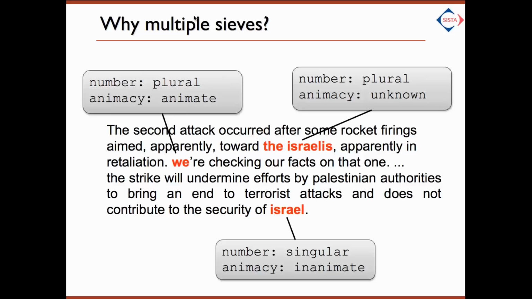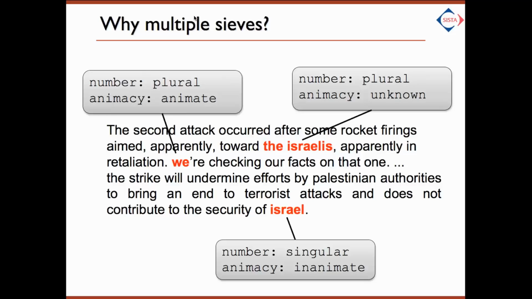For the Israelis, the system understood that it's a plural noun. Animacy means, is it a being? Does it have a soul? That's what animacy means. Or an object. And it's unknown. It doesn't know because it doesn't know if you're referring to the people or to the country as a geopolitical entity. So it couldn't make up its mind, and it says unknown. It's a wild card. It could be anything.